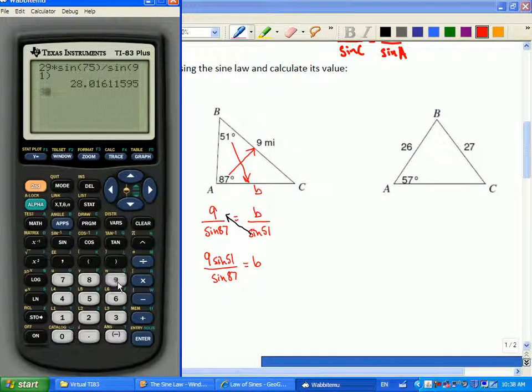Okay, so 9 times the sine of 51 divided by the sine of 87. So that length would be 7 miles.